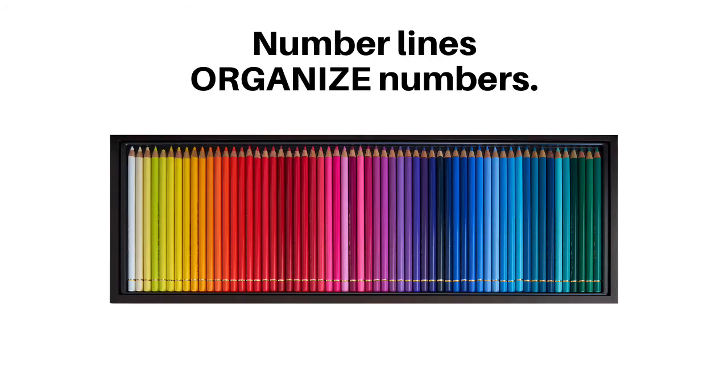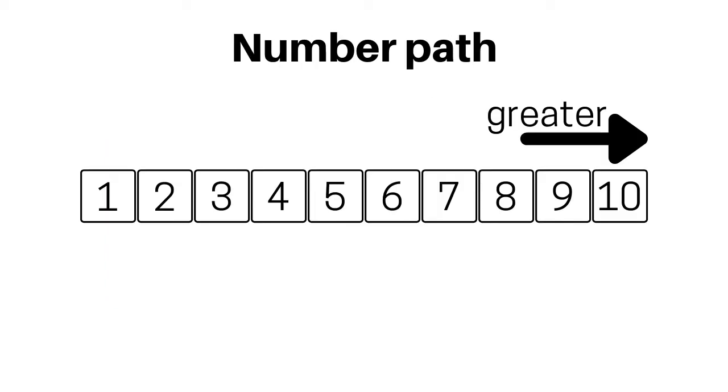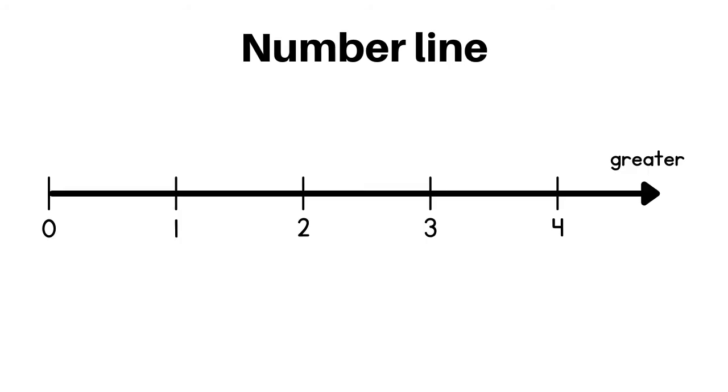To recap, number lines are powerful because they organize numbers. A number path is a simple version of a number line. In a number path, every counting number goes in its own space. A number line uses tick marks for the numbers, not spaces. One big advantage of a number line over a number path is you only have to make marks for the numbers you need to think about.